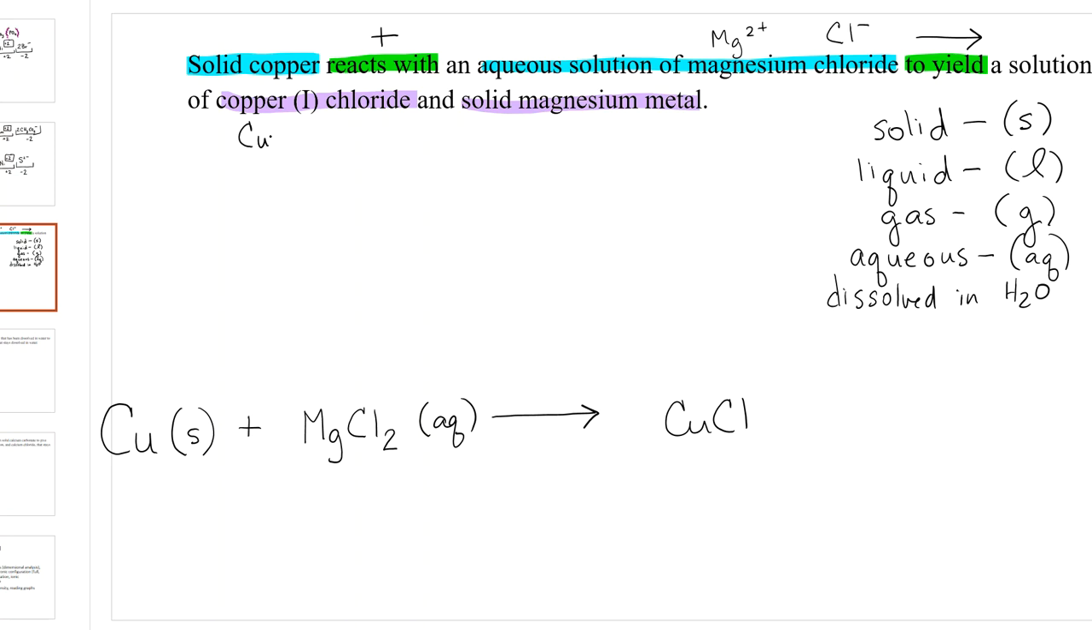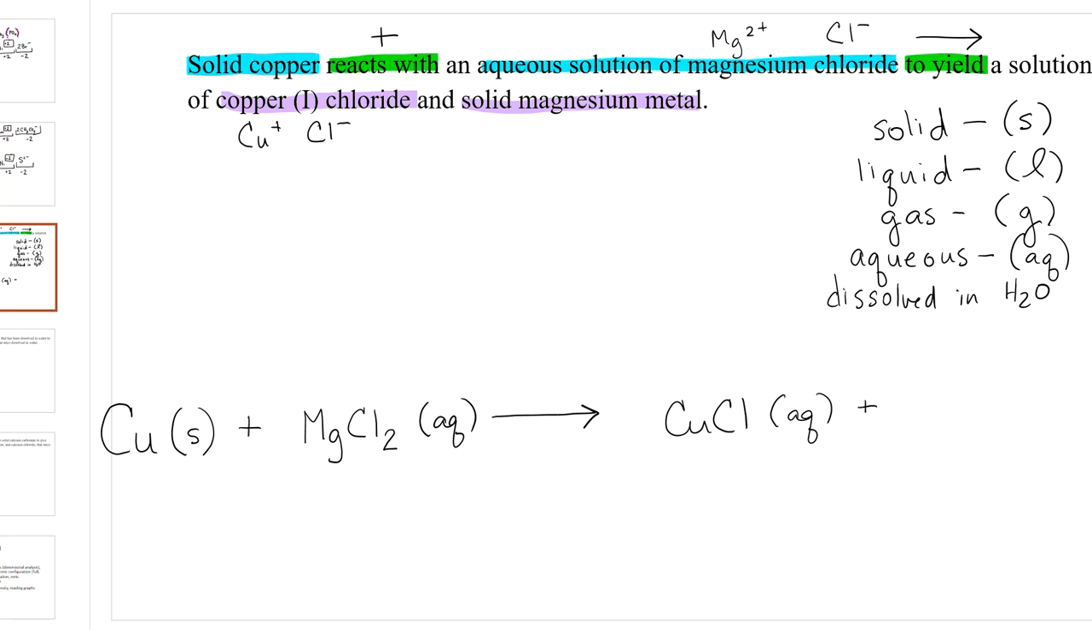Copper 1 means that we have copper with a +1 charge. Chloride is from the halogens, which are in group 7. It gains 1 electron to look like a noble gas. So this is a match made in heaven. They come together 1 to 1. The fact that it's in a solution is telling me that it's aqueous. So in a solution, dissolved in water, an aqueous solution. Those are all the same ways to say that it is aqueous.